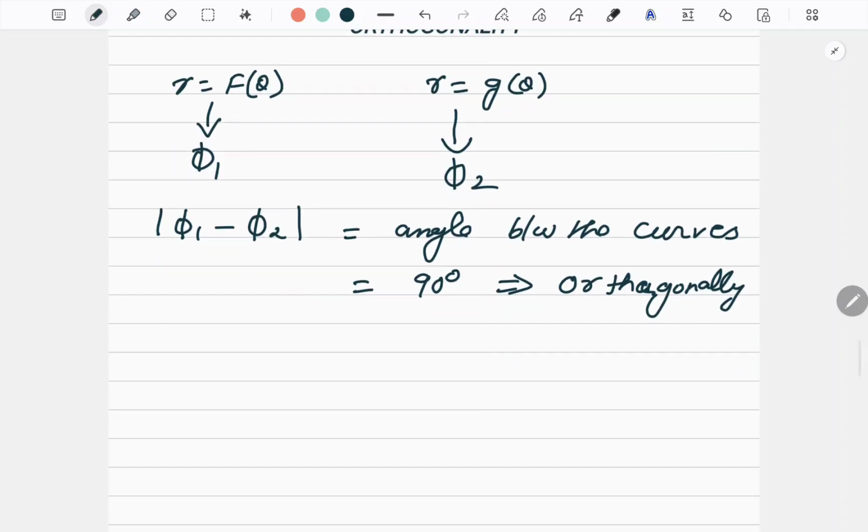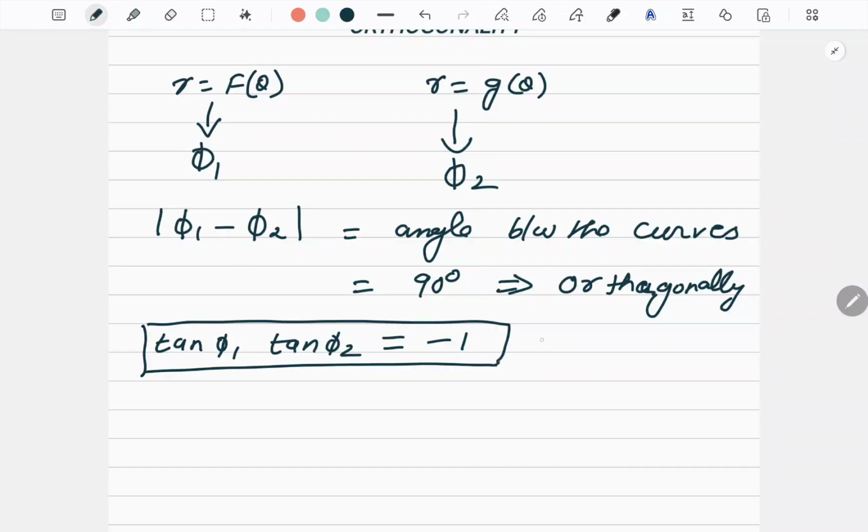The other way, and the easier version of this: if you remember when you were studying coordinate geometry, you used to study that two curves are orthogonal if m1 into m2 is equal to minus 1. That means the product of the slopes of both curves is equal to minus 1. So here I will find out tan phi 1 and tan phi 2, and if the product is equal to minus 1, then it is orthogonal. This is the simple way to show that two curves are orthogonal. The other way, the long cut, is to find the angle between the two curves, which will be equal to 90 degrees. How to find the angle between the curves, we will learn separately in one video.